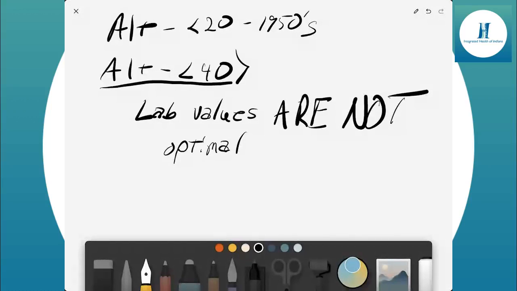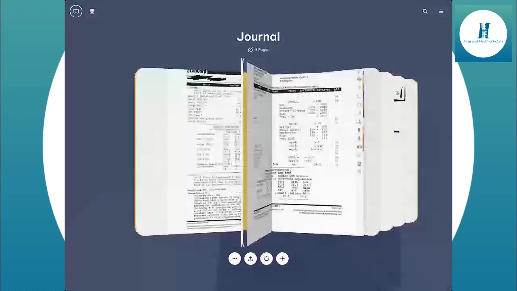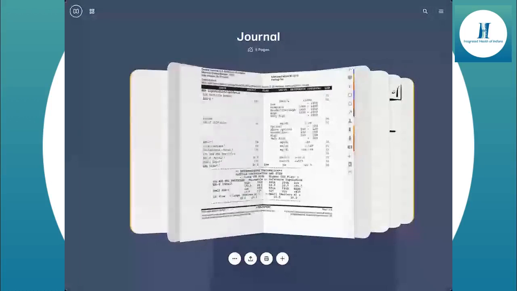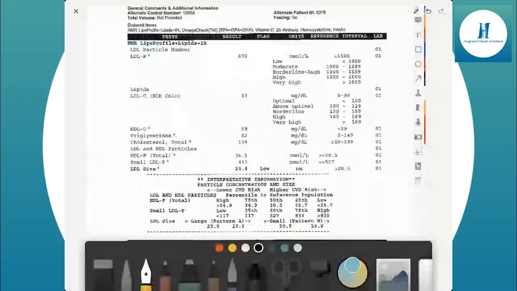So we want optimal. So let's take a look at this patient that I have now. Let me go in here. Right here's where page 1 is. At this point in time, we have a patient that has come in, and we're looking at the values. We see the LDLP at an 870. We see the LDLC at a 630. We see the HDLs at 59, the triglycerides at 52, total cholesterol at 134.